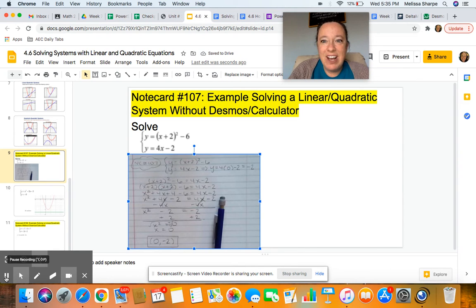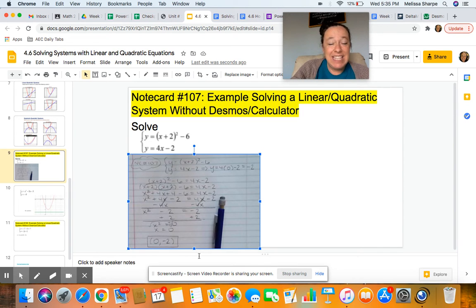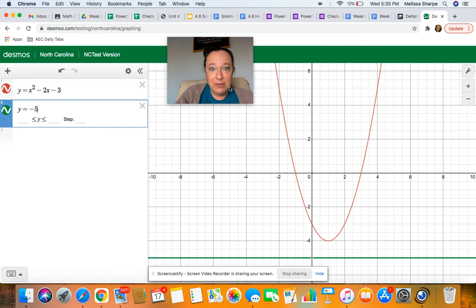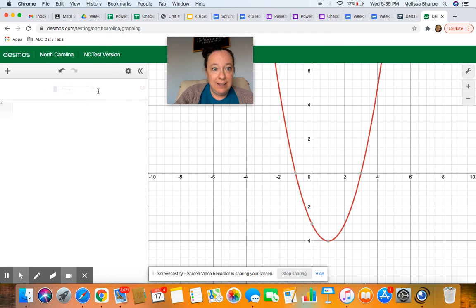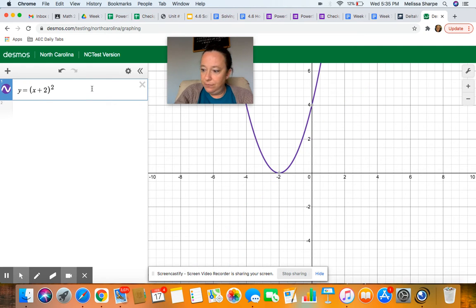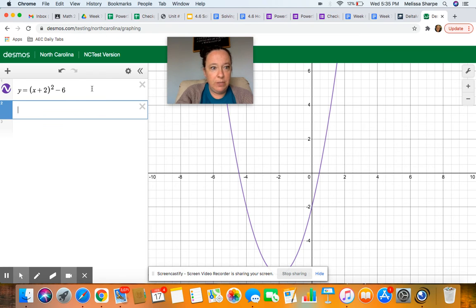All right, so I've gone in and added the image here of the work, and that's how we find the solution by hand. Now, I can go to Desmos and I can type this in and check myself. There's equation 1, and equation 2 is y equals 4x minus 2.